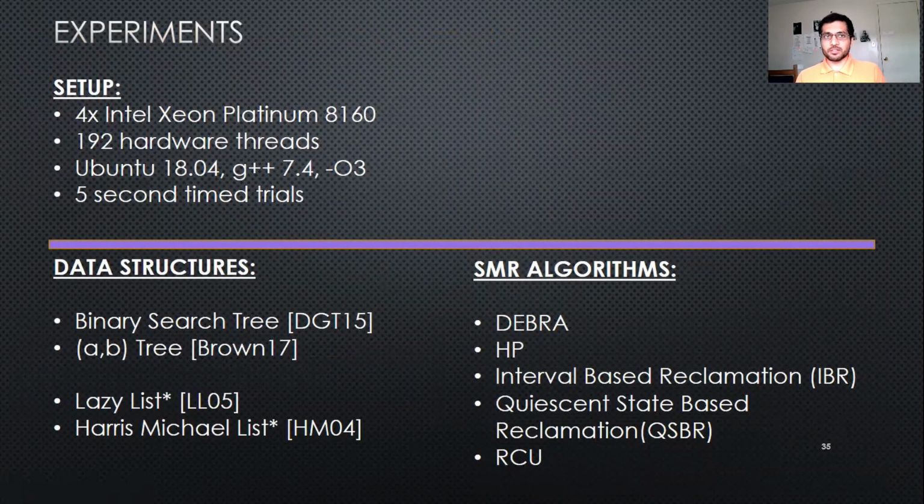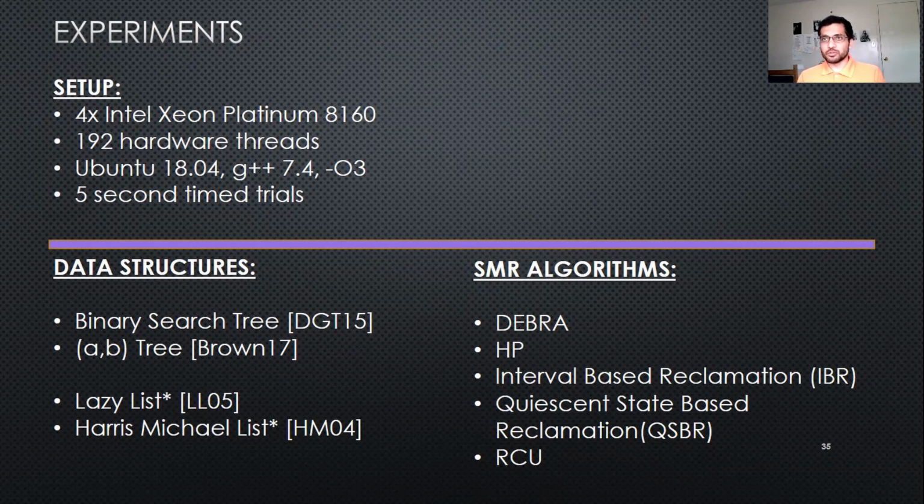Now let's move on towards the evaluation of NBR. So we experiment on a four socket Intel Xeon machine, which has 192 hardware threads, and the operating system we use is 1218 with the O3 optimization flag enabled. We collect stats with multiple trials, and each trial is of 5 seconds.